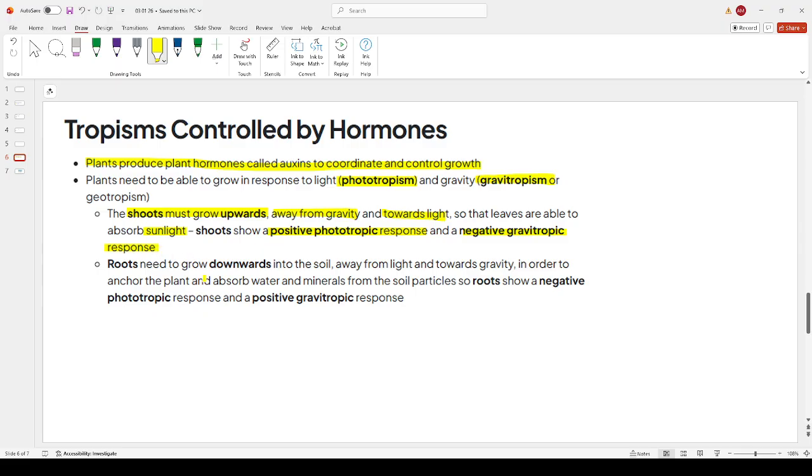We'll talk about more of that in a second. So they grow in favor of phototropic, or stuff to do with light, and negative in terms of gravity. So they're growing away from the ground, away from gravity. Roots need to grow downwards into the soil, away from sunlight and towards gravity, in order to anchor the plant and absorb water. This is really important. Anchor the plant, absorb water. We always forget this stuff from soil particles. So roots show a negative phototropic response and a positive gravitotropic response.